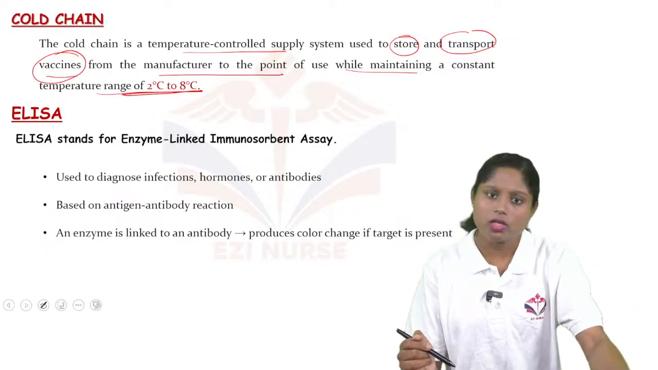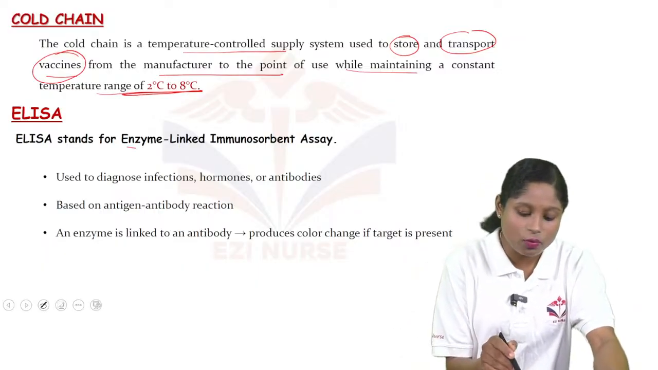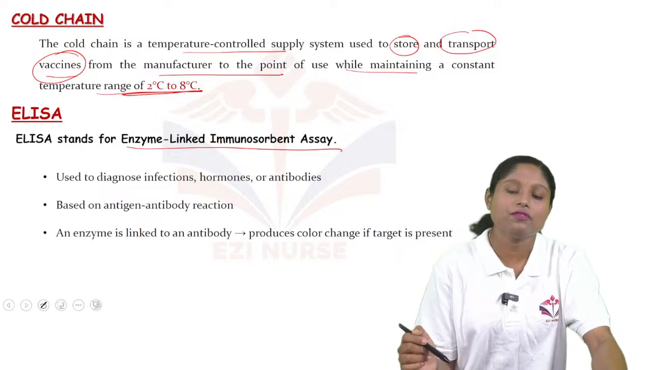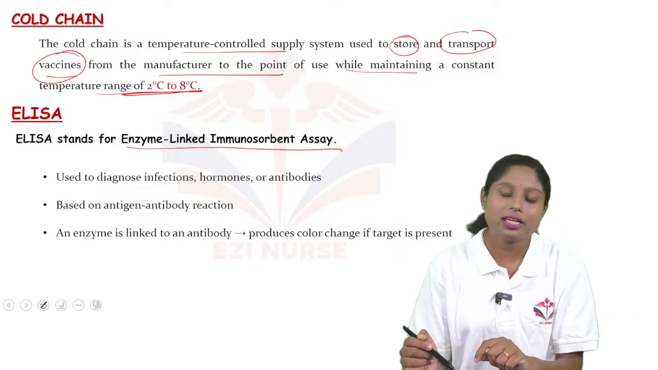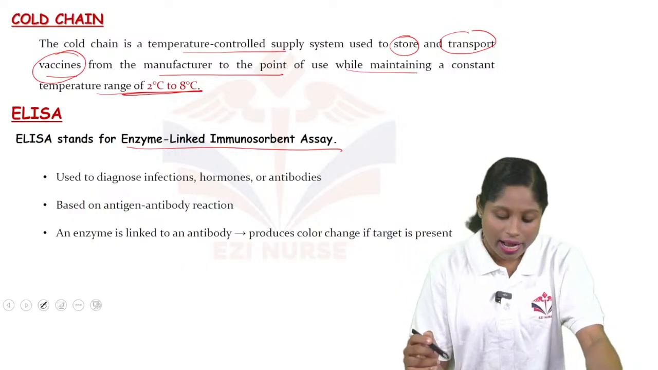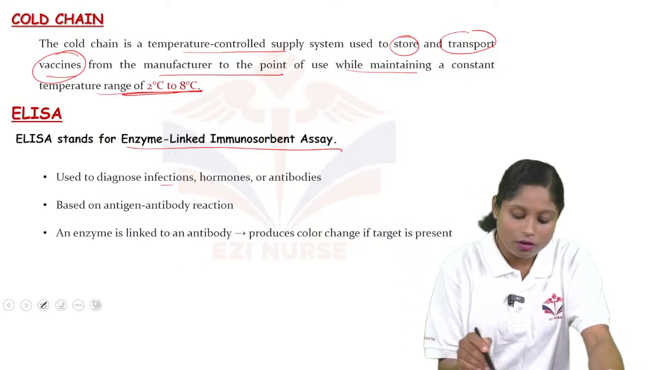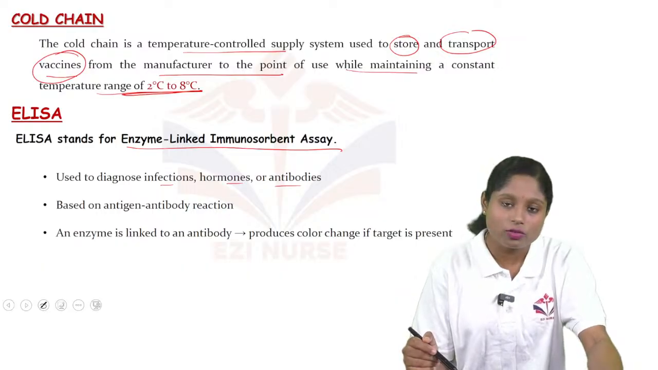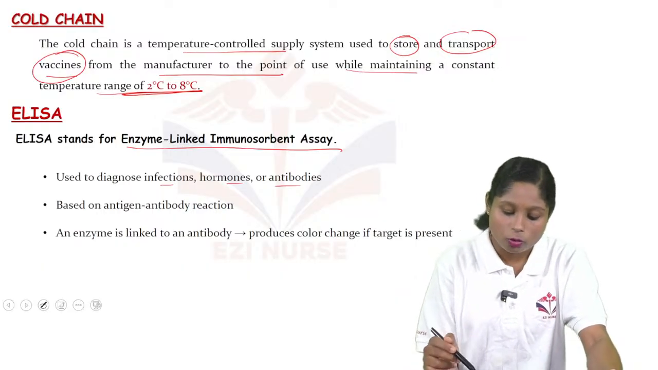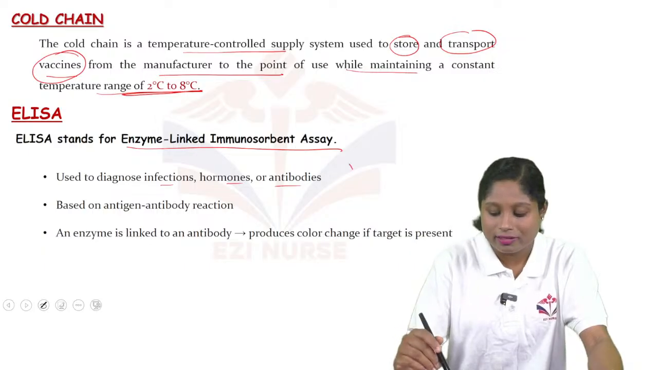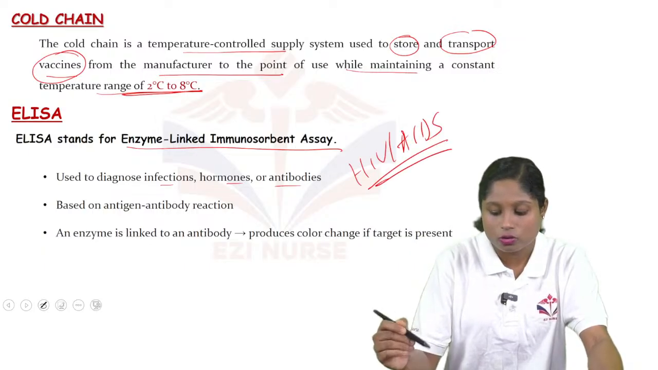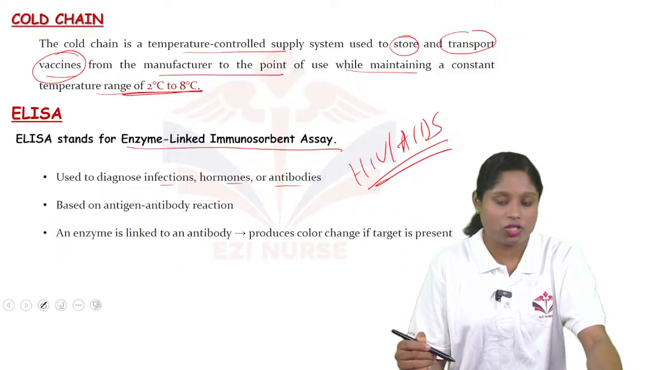Now we will see the next important question: what is ELISA? ELISA stands for enzyme linked immunosorbent assay. It is mainly used to diagnose infections, hormones and antibodies. For example, HIV or AIDS we can identify or diagnose using the ELISA test.